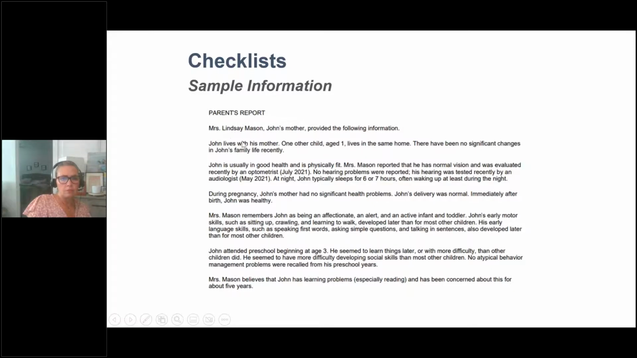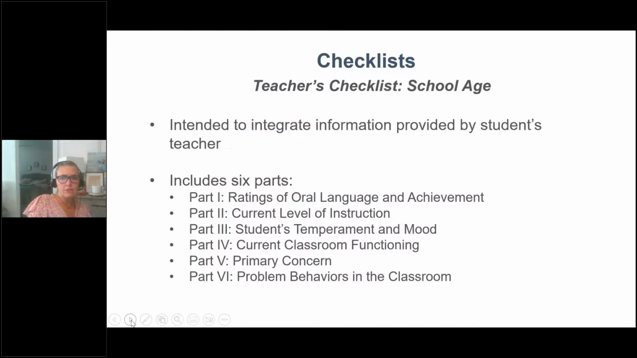So it's got information here. John lives with his mother, one other child, age 1, lives in the home, etc. Information about health, physical fitness, etc. And then teacher checklists for school age. There's 6 parts to this. We can get information regarding oral language and achievement, current level of instruction, information about the student's temperament and mood, any current classroom functioning information that would be helpful and relevant, primary concerns of the teacher, and then any problem behaviors that the teacher sees in the classroom.